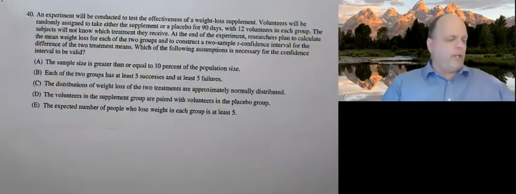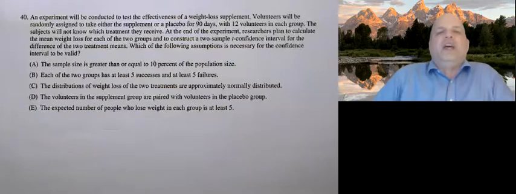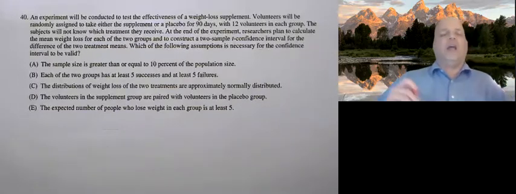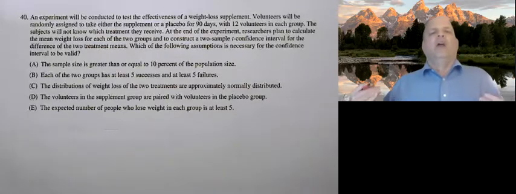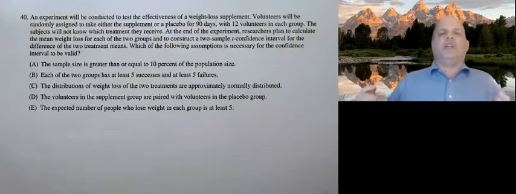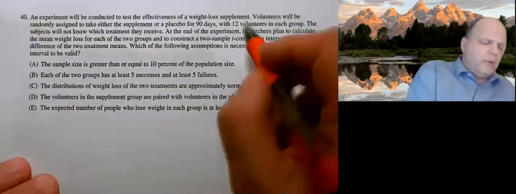All right, number 40. An experiment will be conducted to test the effectiveness of a weight loss supplement. Volunteers will be randomly assigned to take either the supplement or a placebo for 90 days, with 12 volunteers in each group. All right, so we're going to have a 2 sample test. We're running an experiment. The subjects will not know which treatment they receive. At the end of the experiment, researchers plan to calculate the mean weight loss for each of the 2 groups and to construct a 2 sample t confidence interval for the difference of the 2 treatment means. Which of the following assumptions is necessary for the confidence interval to be valid?